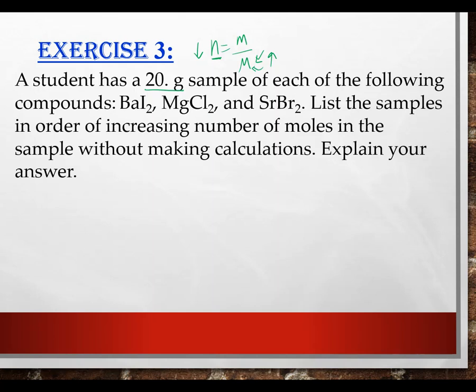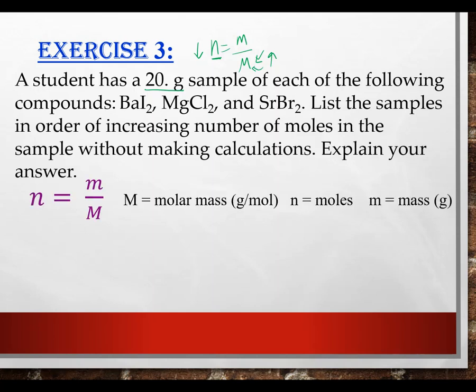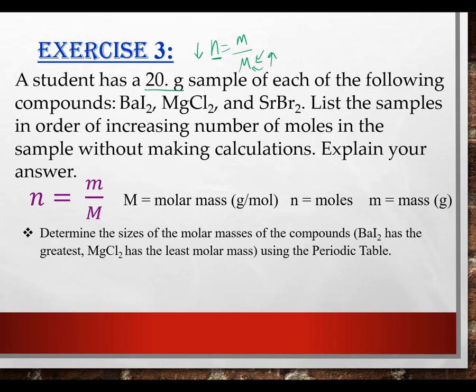So in your explanation, you should reference the equation, looking at the mass over molar mass equals the mole equation. Determine the sizes of the molar mass, which we did. We said barium iodide is the greatest and magnesium chloride has the least. So we'd say that in our answer.